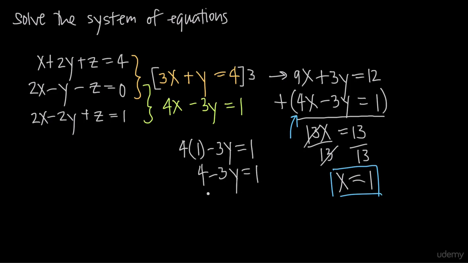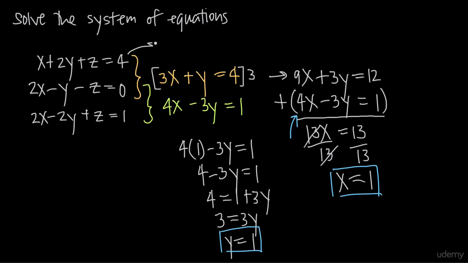If we add 3y to both sides, we'll get 4 is equal to 1 plus 3y. Subtracting 1 from both sides, we get 3 equals 3y. And then dividing both sides by 3, we get y is equal to 1. Now, with a value for x and a value for y, we can plug both of them into one of the original equations to find a value for z. So if we plug them into our first equation here, we're going to get x, or 1, plus 2 times y, or 2 times 1, plus z is equal to 4.